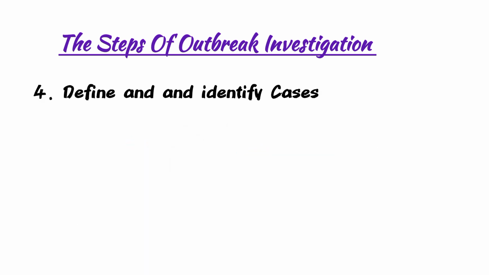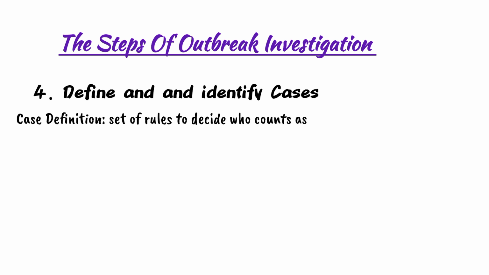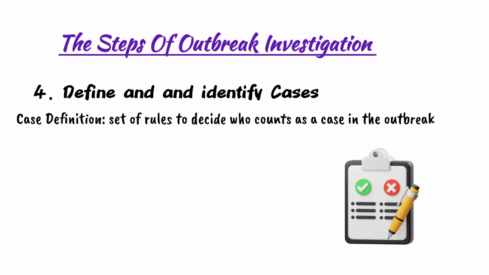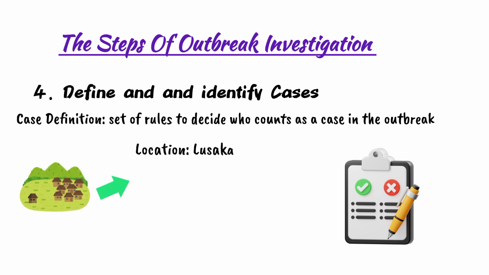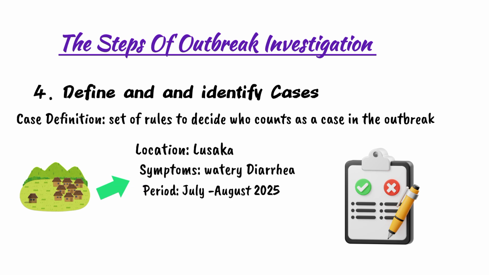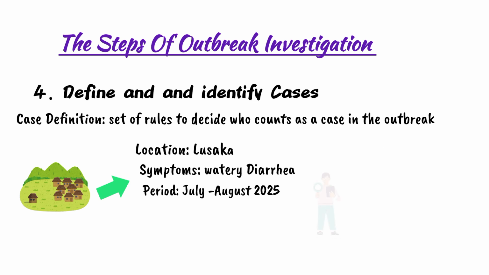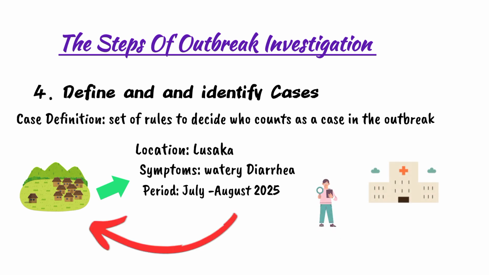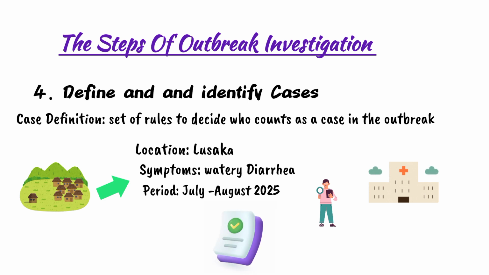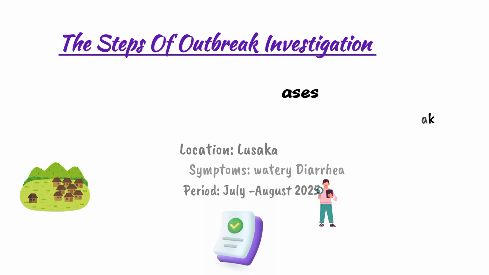Define and identify cases. Here we create a case definition. This is a set of rules to decide who counts as a case in the outbreak. For example, any person in Lusaka district with watery diarrhea between July and August 2025. Once the case definition is set, we look for cases in hospitals, clinics, and communities. The data is obtained systematically and often using questionnaires.